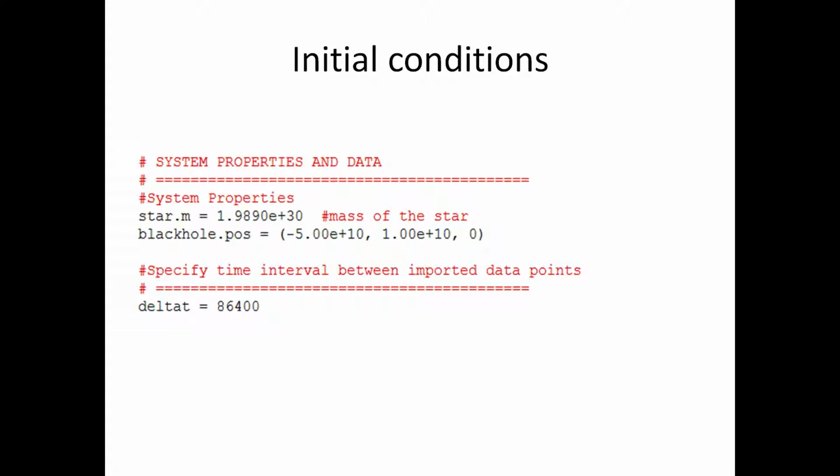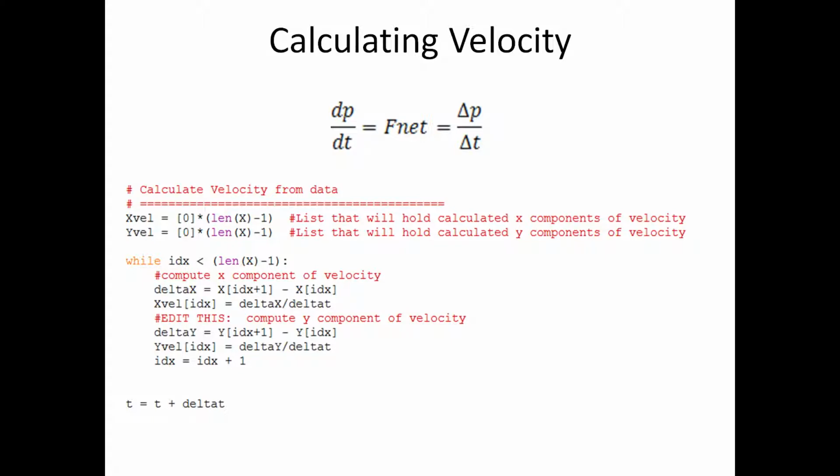Using these two variables and the data of the motion of our star, we can solve for the mass of our black hole. Notice that delta t is 1 day, or 86,400 seconds. This is appropriately small considering the scale of our model. This first while loop will take in the motion data of the star and calculate the velocity of the star using the star's position and time.